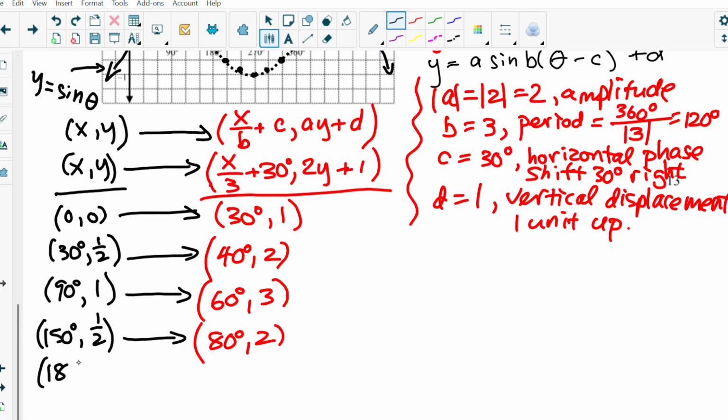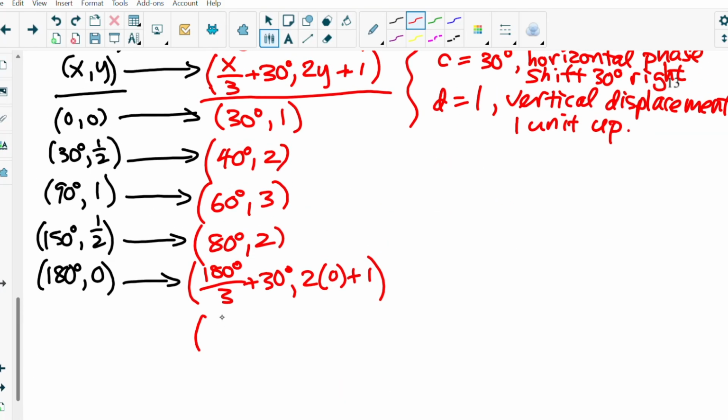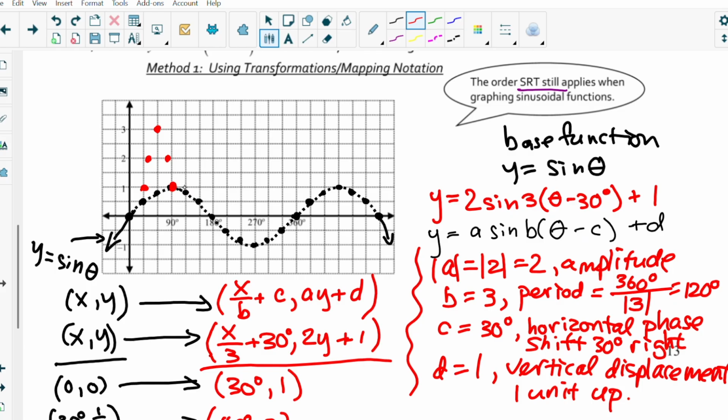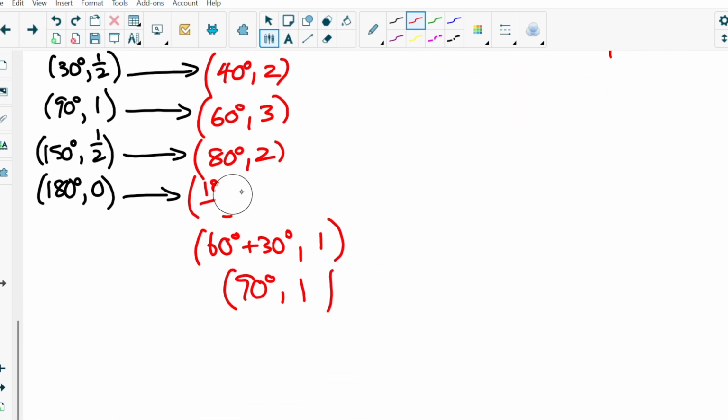Okay, and let's do one more. 180 degrees and 0. So that's 180 degrees divided by 3 plus 30 degrees, comma 2 times 0 plus 1. That's 60 degrees plus 30 degrees, comma 1. So that's 90 degrees and 1. Okay, so let's write that in.